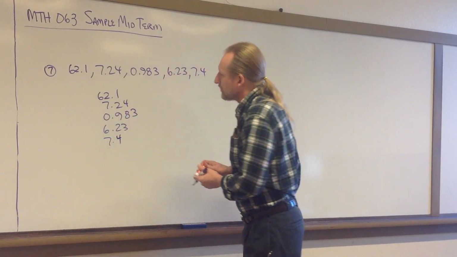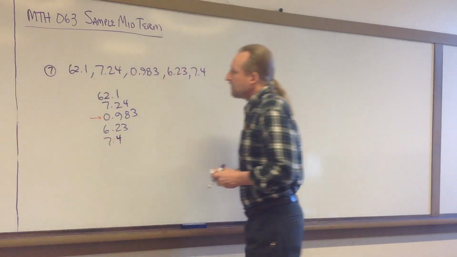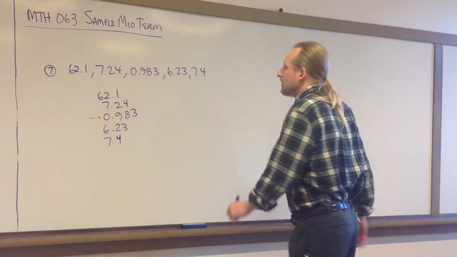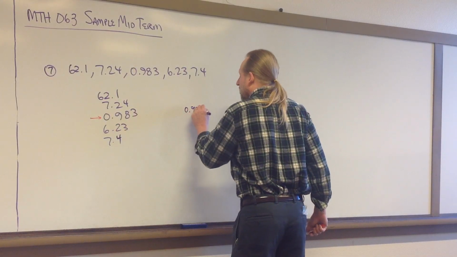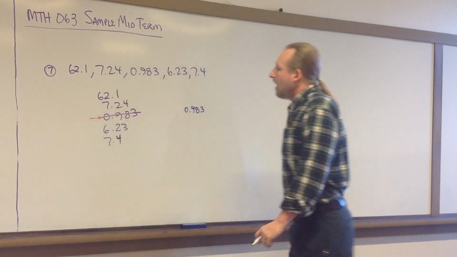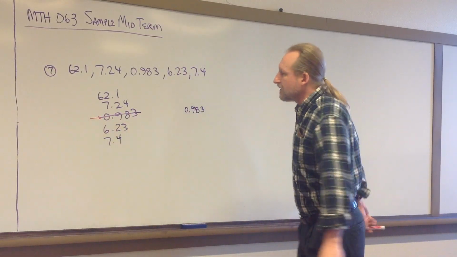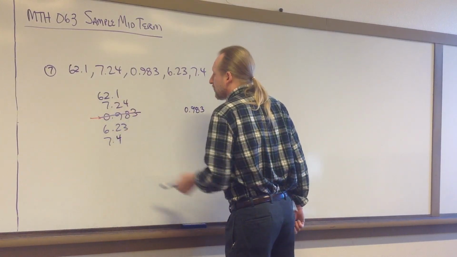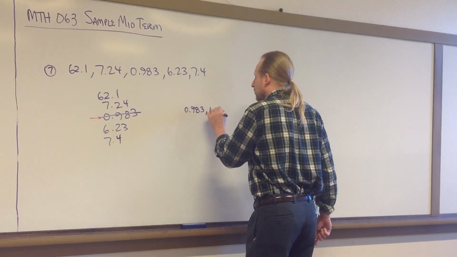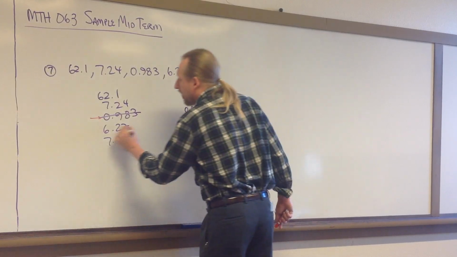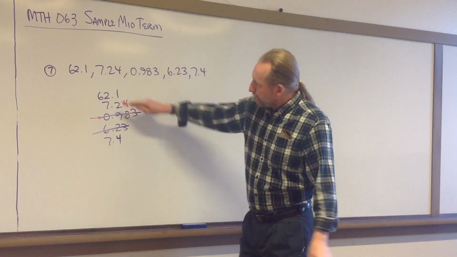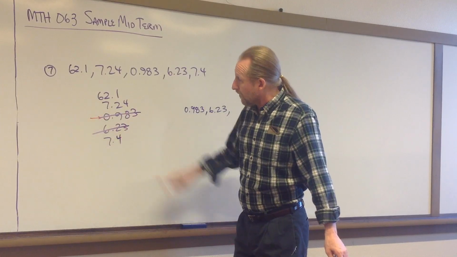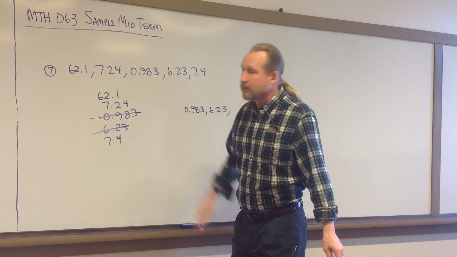You can see this is the smallest one right here, because it has a 0 in the ones place, whereas all these other ones have larger numbers. So 0.983. And then this one is going to be the next smallest, 6.23, because these both have a 7 in the ones place, and this one is much larger. So 6.23. What's next? The sevens. These both have a 7 in the ones place, but this has a 2 in the tenths place, and this has a 4. This one's smaller, this one's bigger.